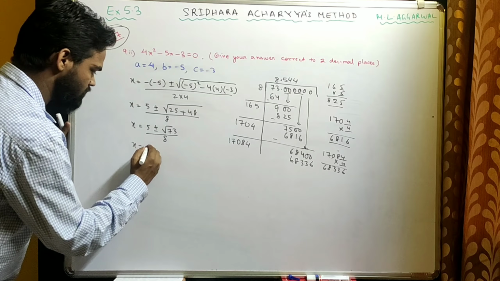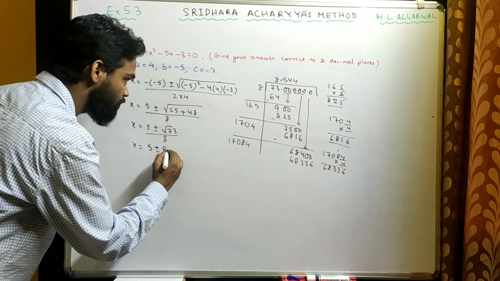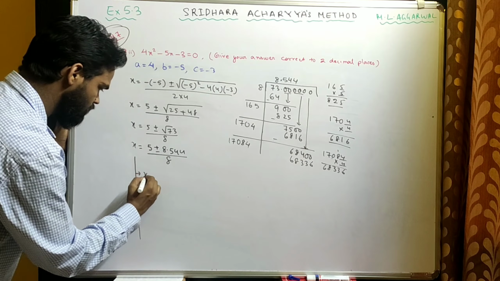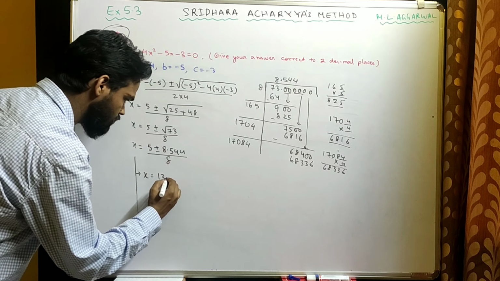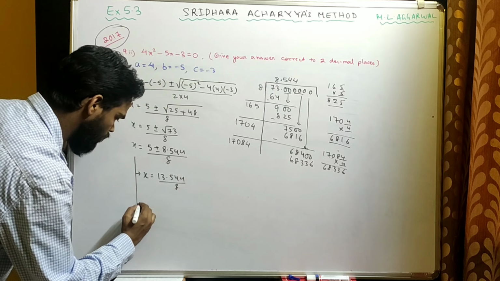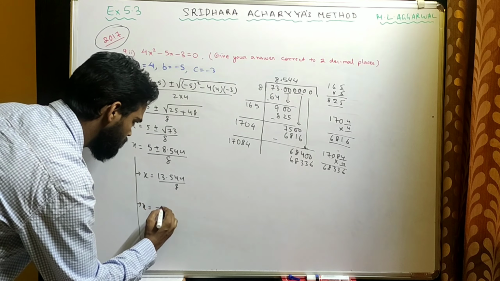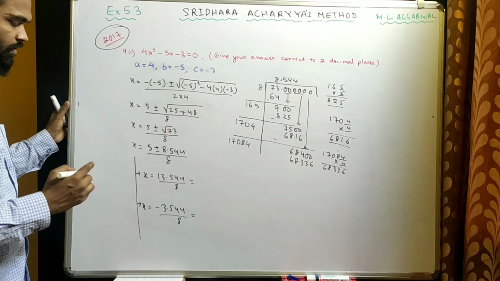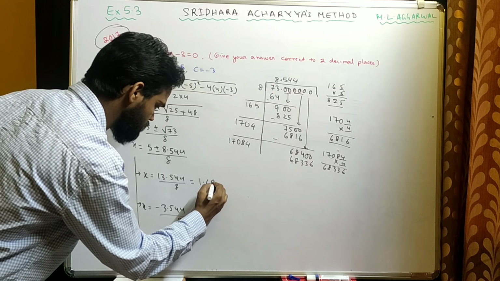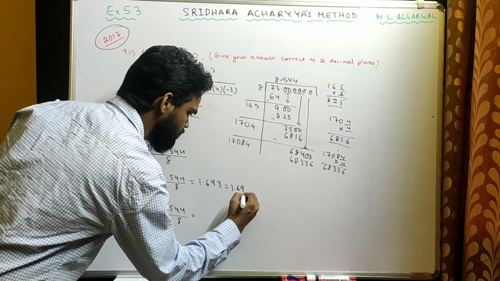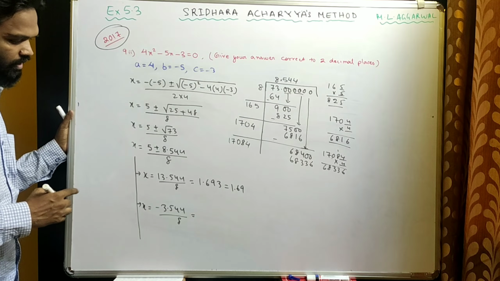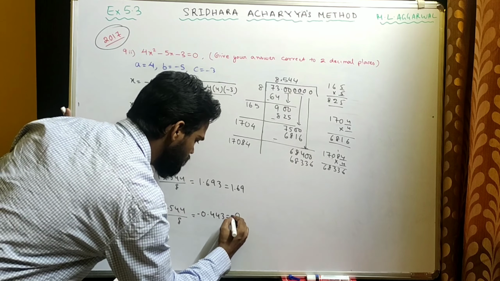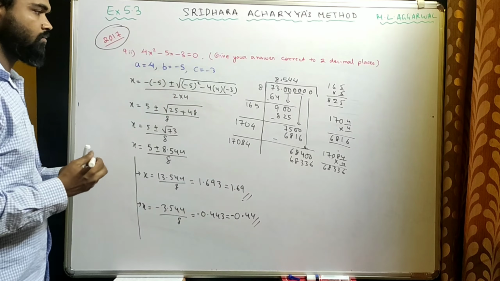So we got x as 5 plus minus 8.544 by 8, which gives us 2 cases, isn't it? Once we'll take the positive sign, so 5 plus 8.544 is 13.544 by 8. Once we'll take the negative sign, so that's minus 3.544 by 8. Now we know 13.544 divided by 8 is 1.693. I'll keep it till here. So your answer will be 1.69. And again, minus 3.544 divided by 8 gives you 0.443. I'll keep it till here. This is minus 0.44. So that's my answer. Clear?